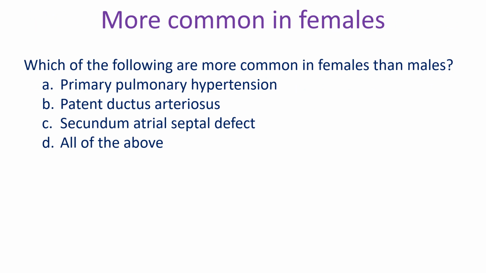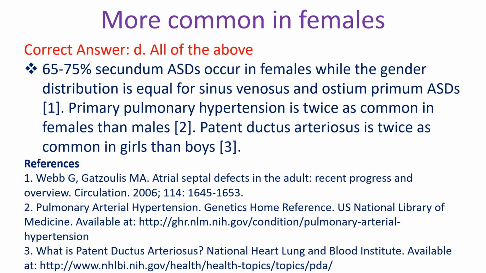Which of the following are more common in females than in males? A. Primary pulmonary hypertension, B. Patent ductus arteriosus, C. Secundum atrial septal defect, D. All of the above. Correct answer D. All of the above. 65 to 75% of secundum ASDs occur in females, while the gender distribution is equal for sinus venosus and ostium primum ASDs. Primary pulmonary hypertension is twice as common in females than males. Patent ductus arteriosus is twice as common in girls than boys.